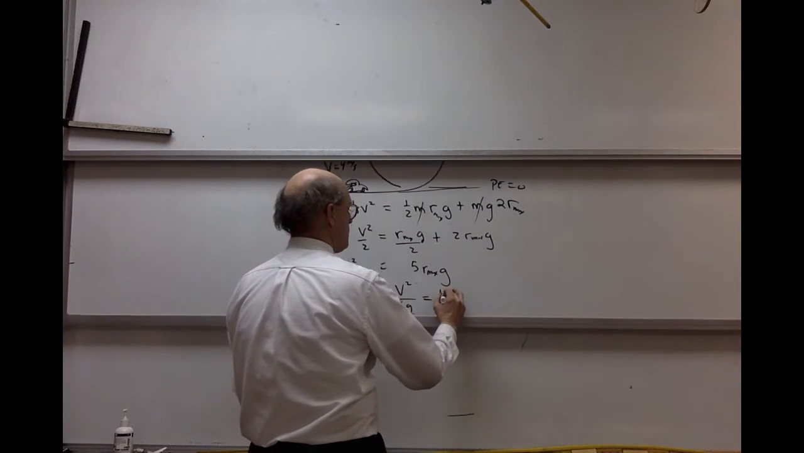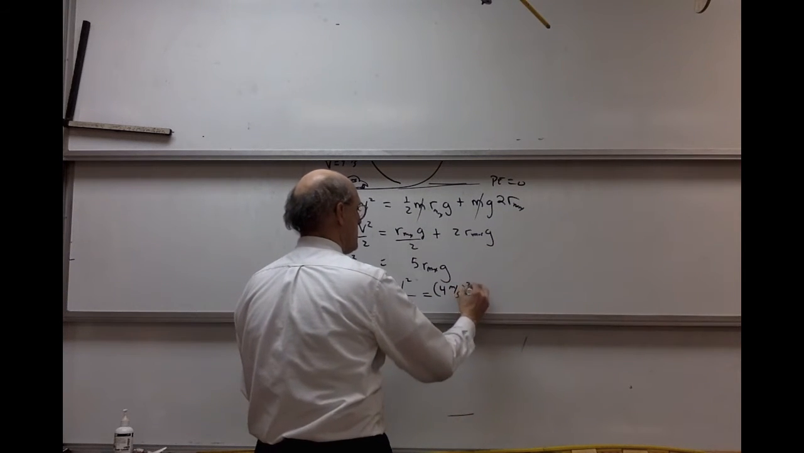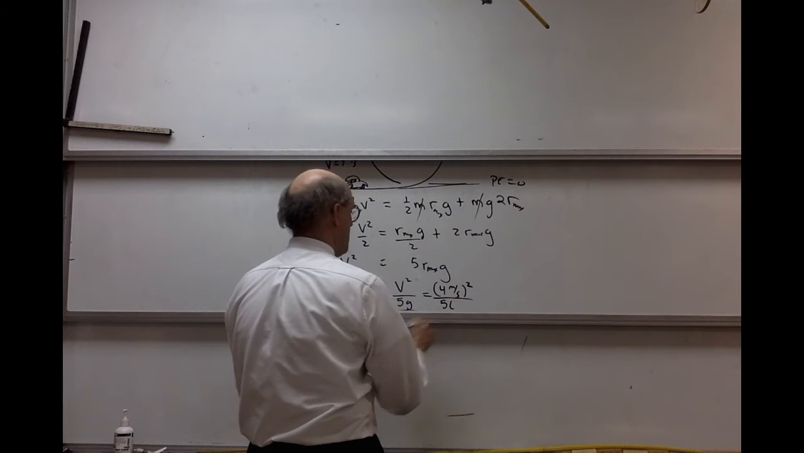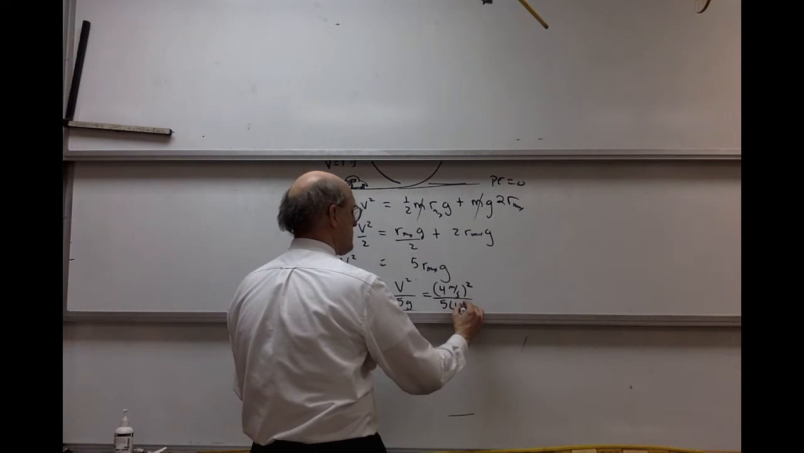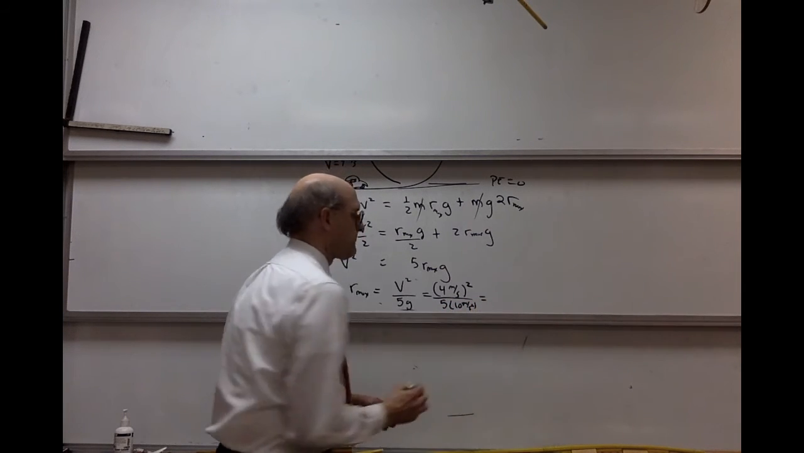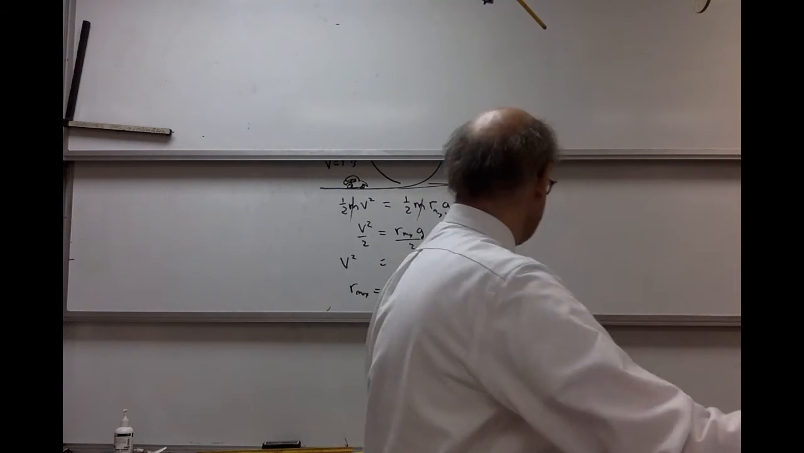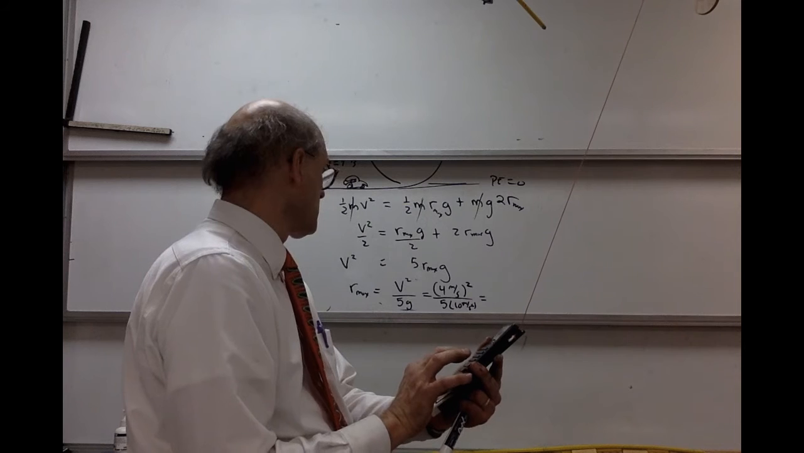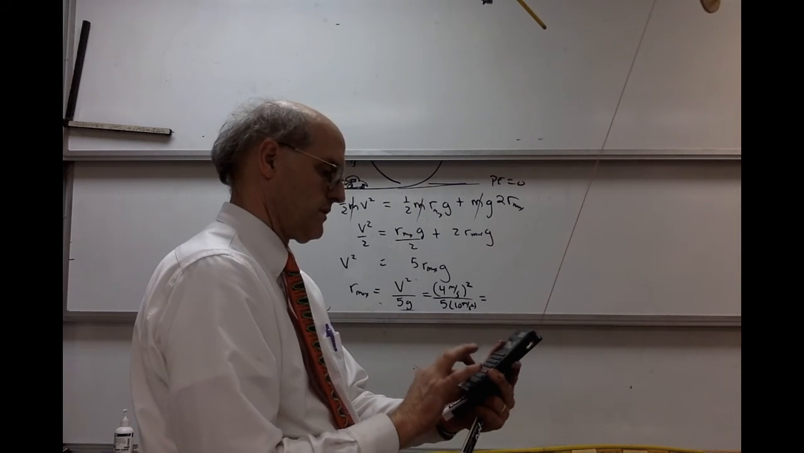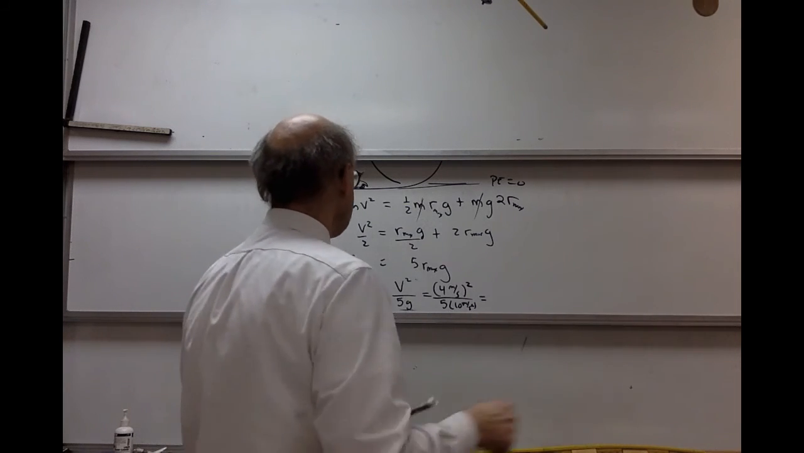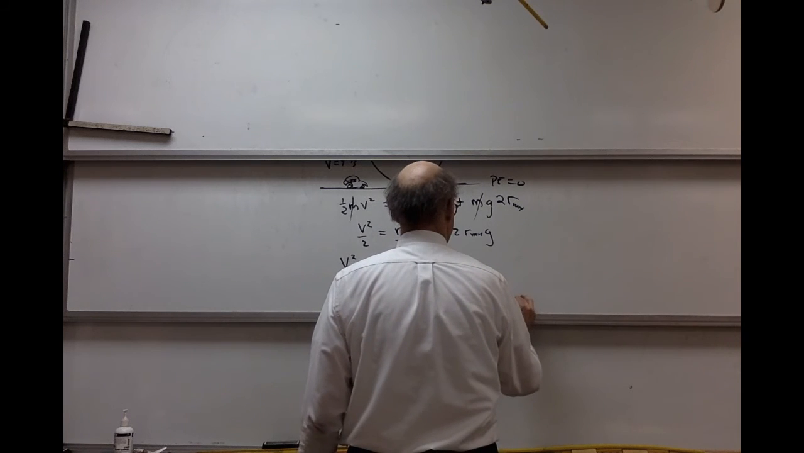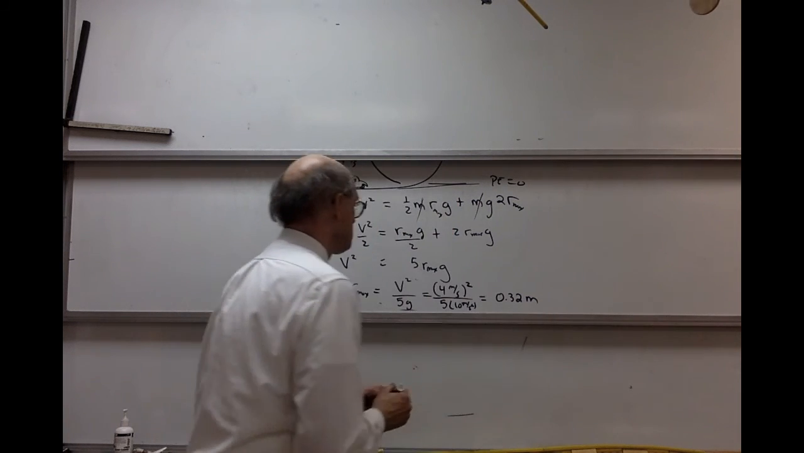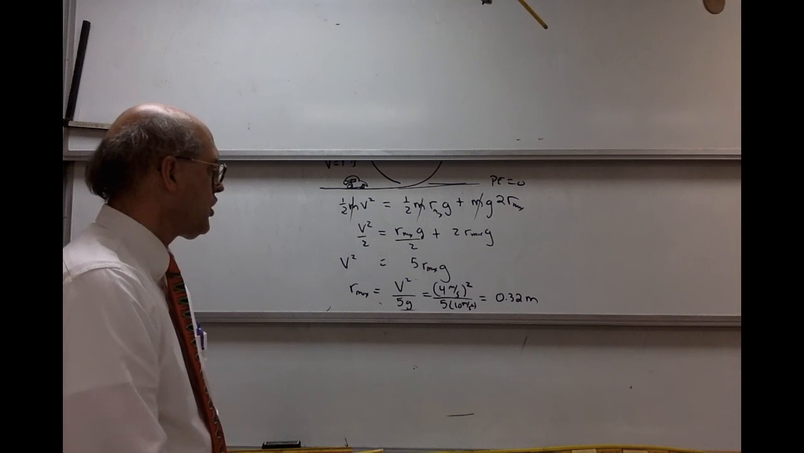V is 4 meters per second. We square that, divide that by 5 times g, let's call g 10 meters per second squared. So R max is 0.32 meters, which seems awfully small.